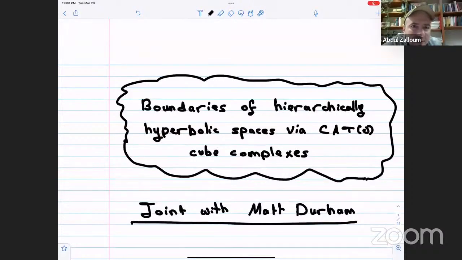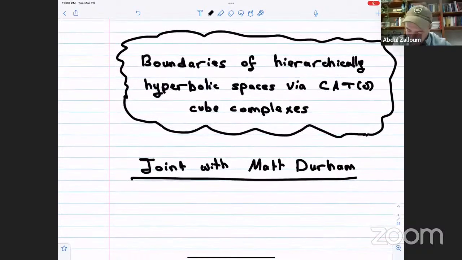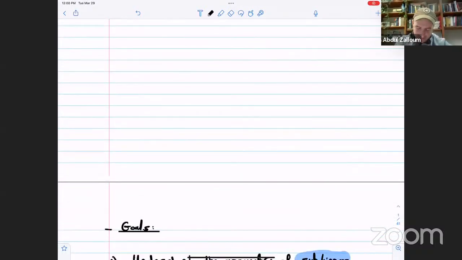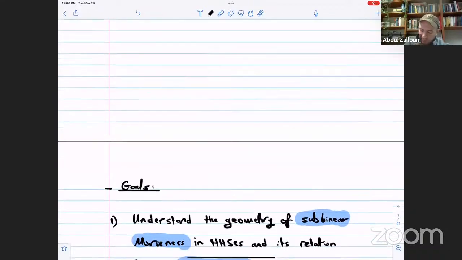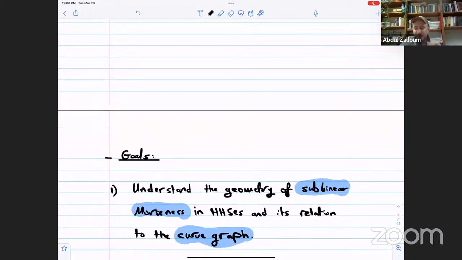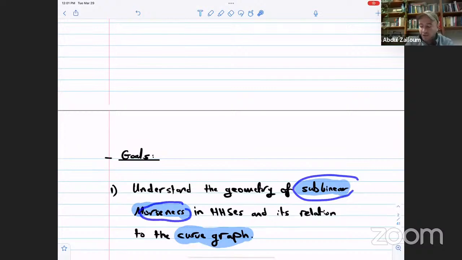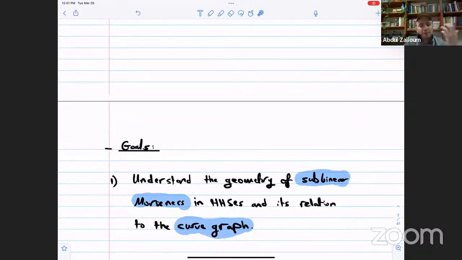This is joint work with Matt Durham. So the story is as follows. We have two goals. The first goal is to understand the geometry of sublinear Morseness in hierarchically hyperbolic spaces, a category that includes the mapping class group, Teichmuller space, and all known co-compact Cat0 cube complexes. The plan is to understand the geometry of sublinearly Morse geodesics and the sublinearly Morse boundary, and how it connects to the geometry of the curve graph.